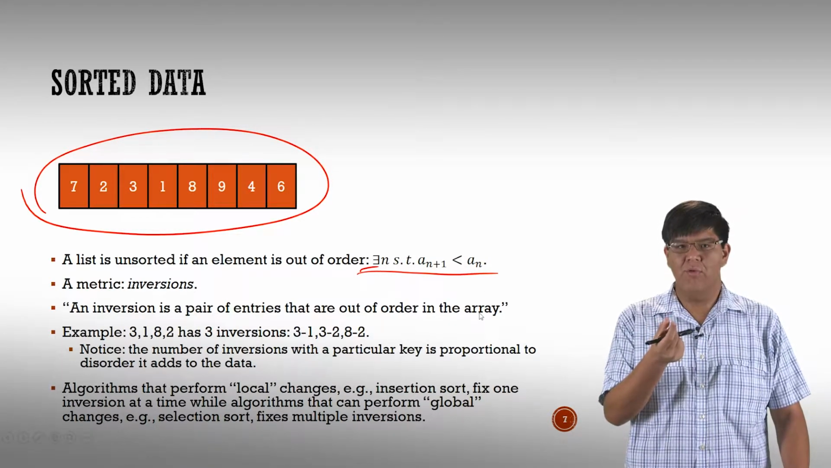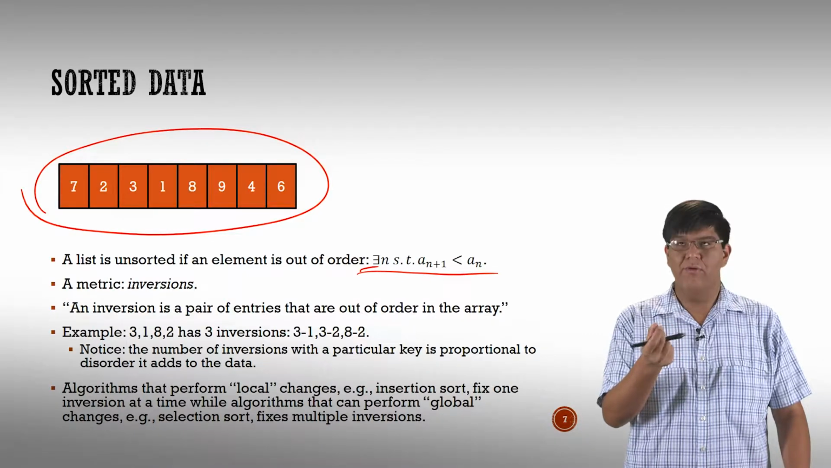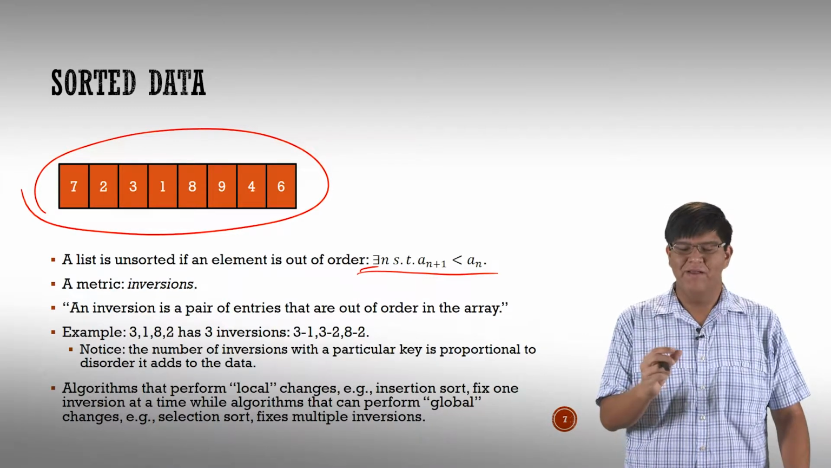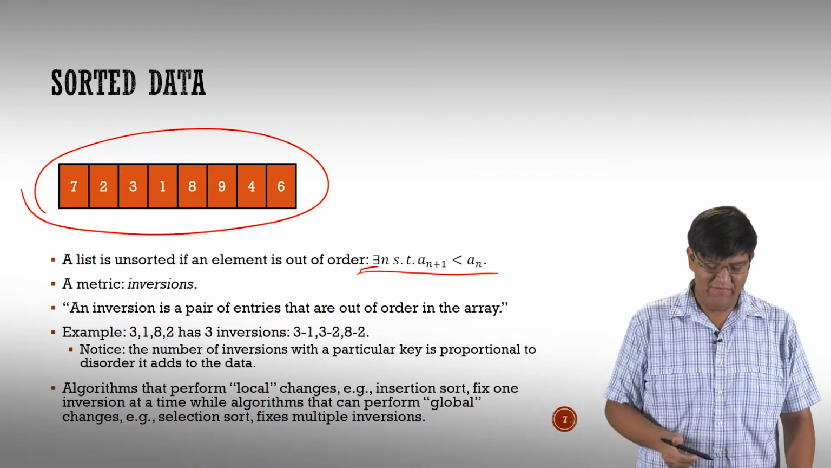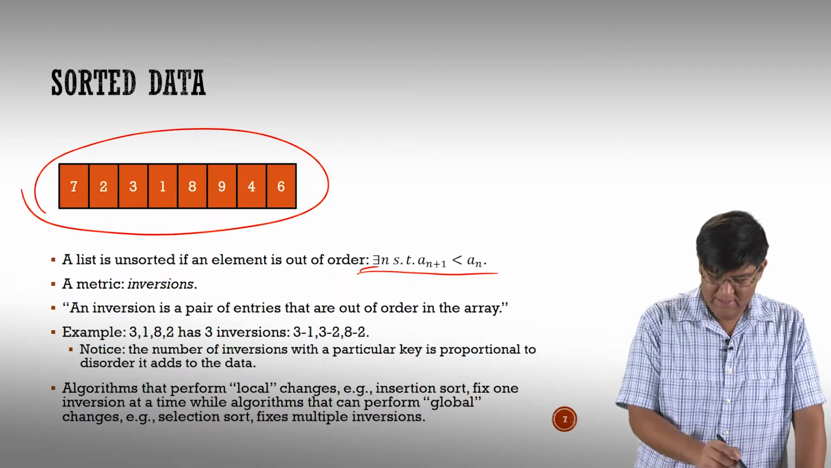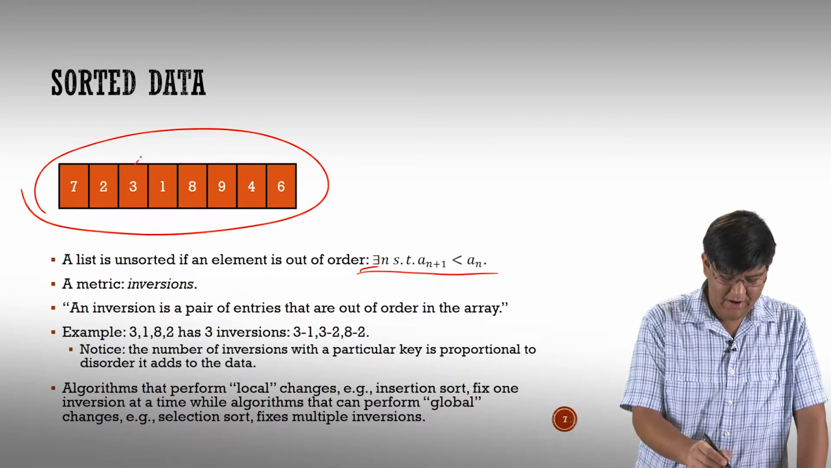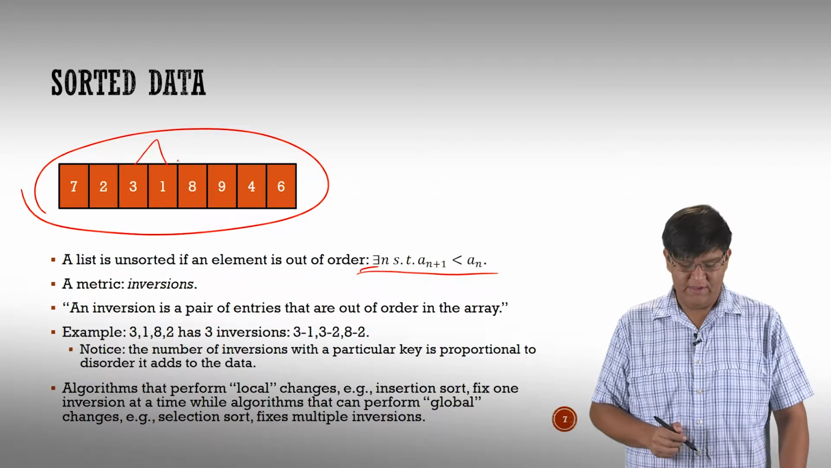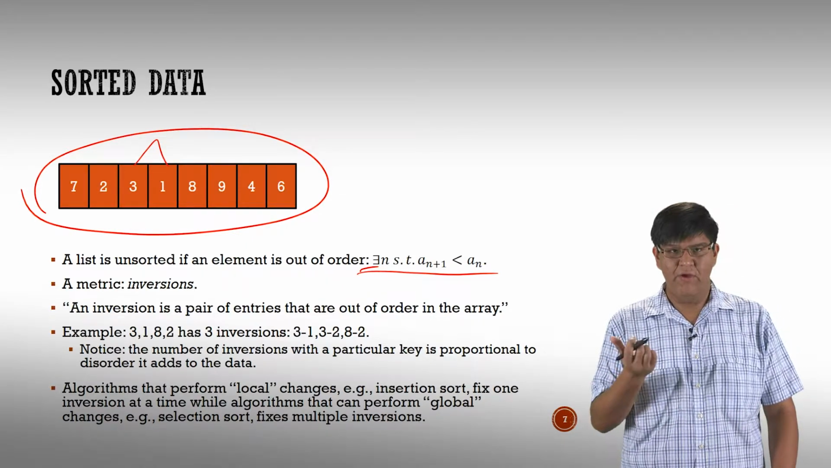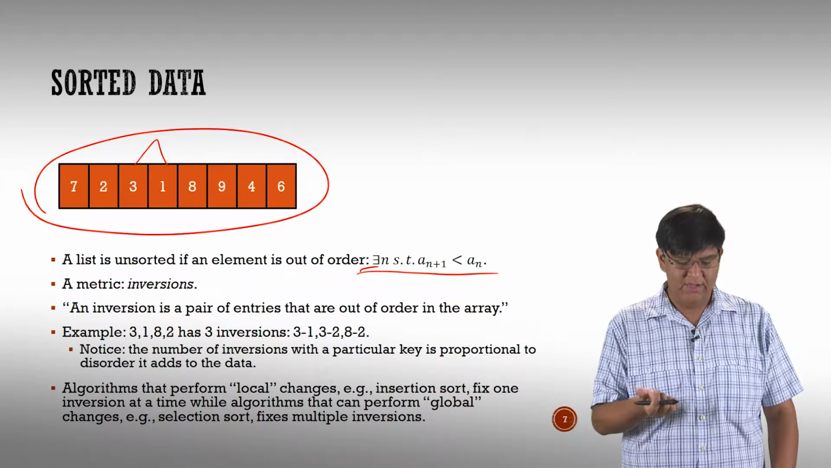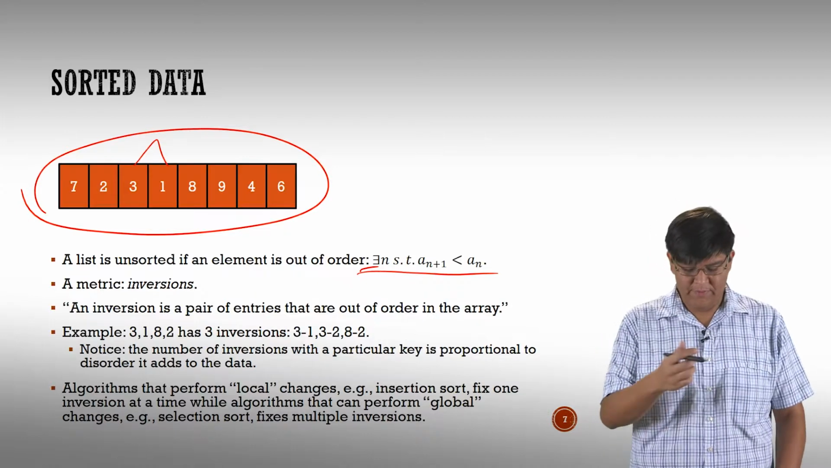So there's kind of this local order that's off. Over here, all of a sudden, these two elements are out of order. Basically, that index 1, that value 1, is actually less than 3, so those are out of order.